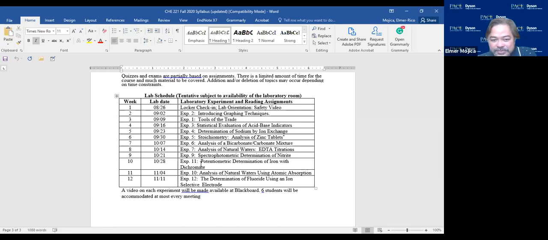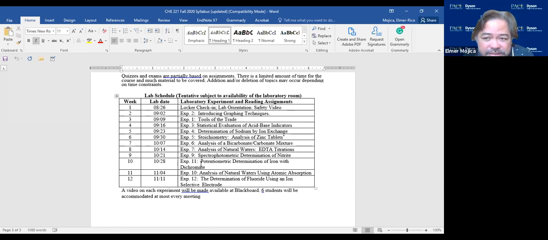Okay. Now, the one after that, experiment 10, is just preparation of standard solution. The same thing with experiment 12. That's also determination of solution or standard solution. So different concentrations of your magnesium and calcium for experiment 10, and then different concentrations of fluoride for experiment 12.